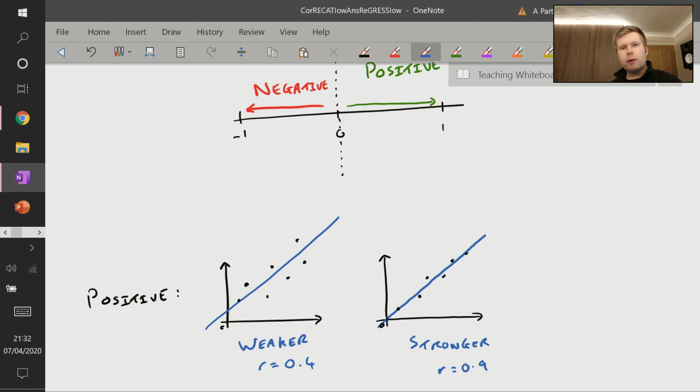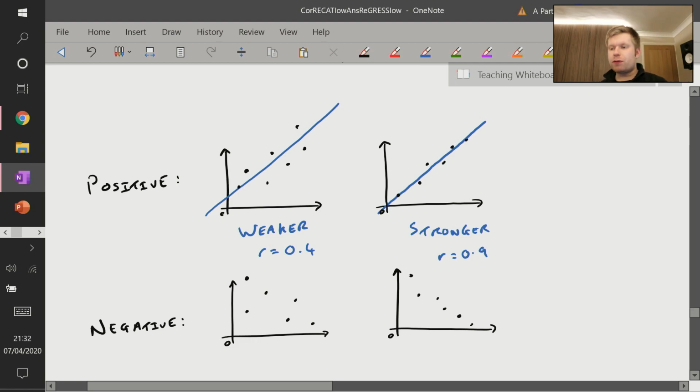If it's a positive number, it means it's positive correlation. The closer the value is to 1, it means the stronger the correlation. And the closer the value is to 0, it means the weaker the correlation. So let's keep going then. Let's have a look at negative correlation examples.